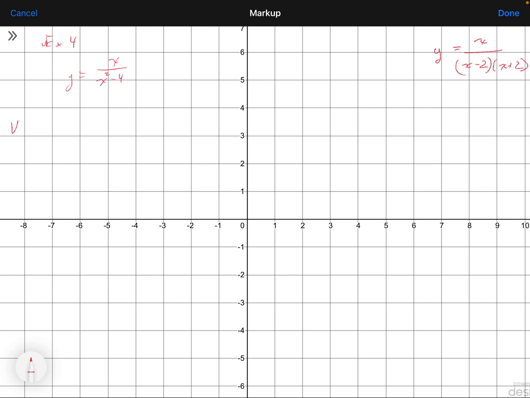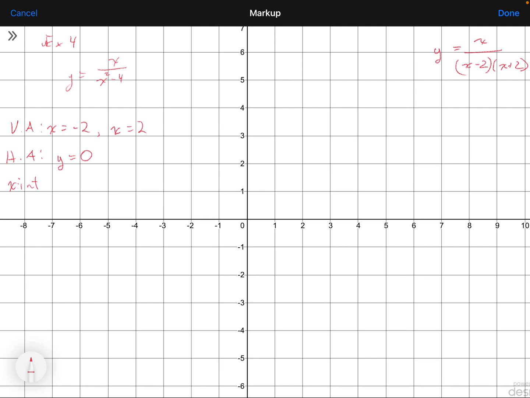Great. Okay, so my vertical asymptotes, I have 2. One where x is equal to negative 2, and one where x is equal to 2. For my horizontal asymptote, I take a look at my function. What I recognize is that the degree of the numerator is less than the degree of the denominator. So my horizontal asymptote will be y is equal to 0.